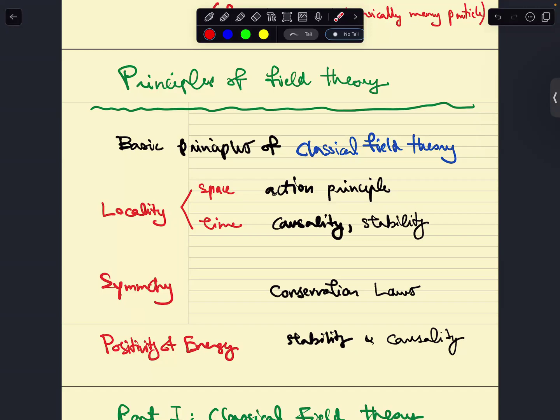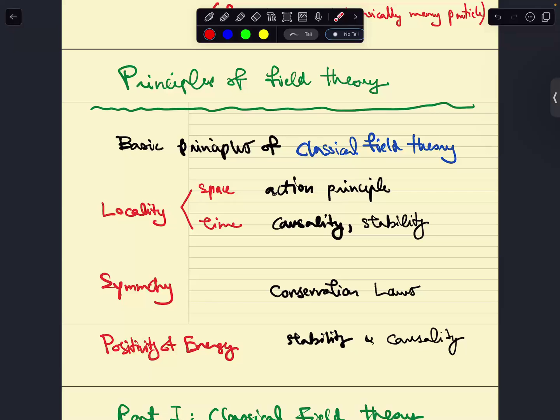I want to name 3 principles: locality, symmetry, positivity of energy. We're going to see, actually, this is going to be a big part of the course. Locality has aspects: locality in space, locality in time. Locality in space is going to be related to the action principle, the fact that we use Lagrangian densities. Locality in time is going to be related to causality and stability. Symmetry is going to be related to conservation laws. And positivity of energy is also related to stability and causality.